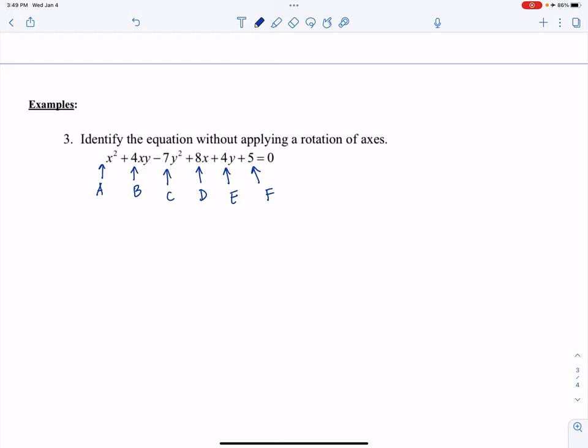Now, we're looking for B squared minus 4AC. Now, B squared minus 4AC is going to be 16 minus 4 times 1 times negative 7. And 16 minus 4 times 1 times negative 7 gives us 44. Now, looking at our theorems, 44 is greater than 0, which puts this guy at hyperbola.